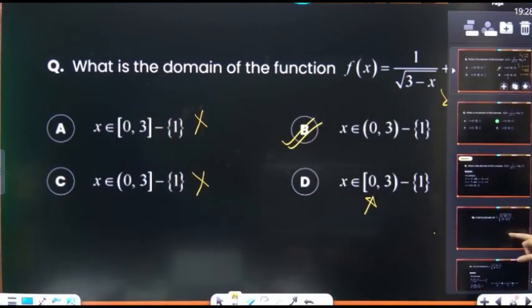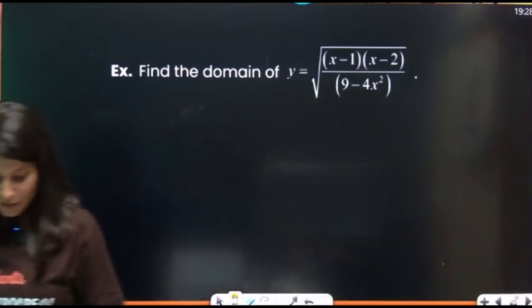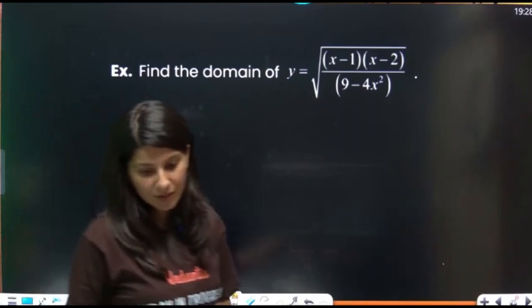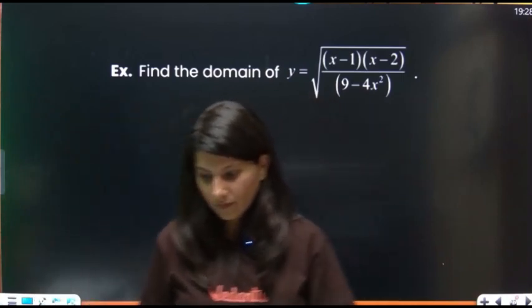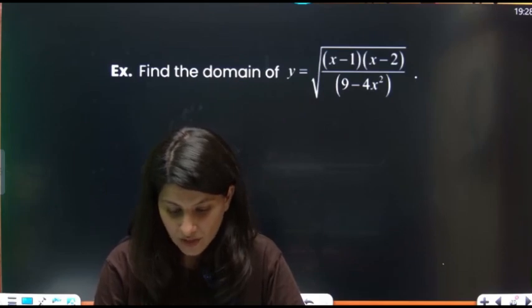All right. Next question. Let's see. Now this is the proper wavy curve method.